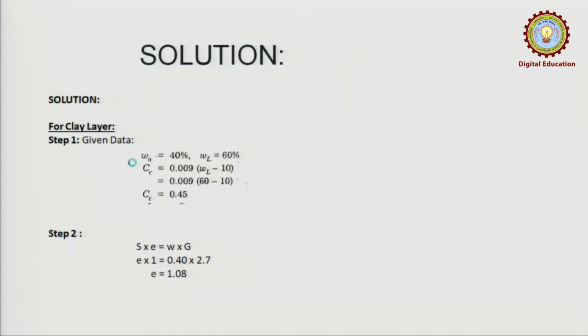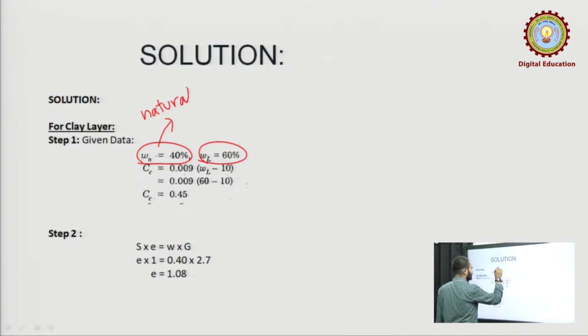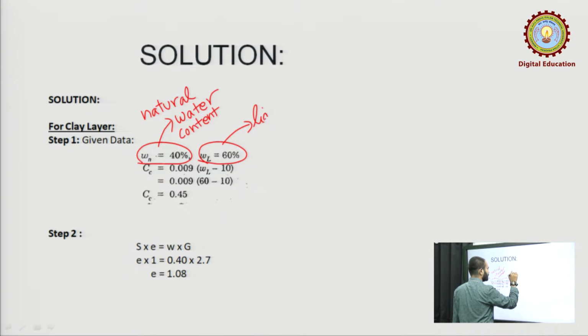Now, first of all, what is given to us? The Wn and Wl, both of them are given to us. What does this Wn mean? Natural water content. And what is Wl? This is the liquid limit.